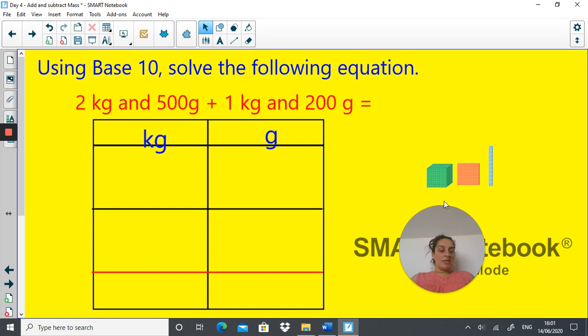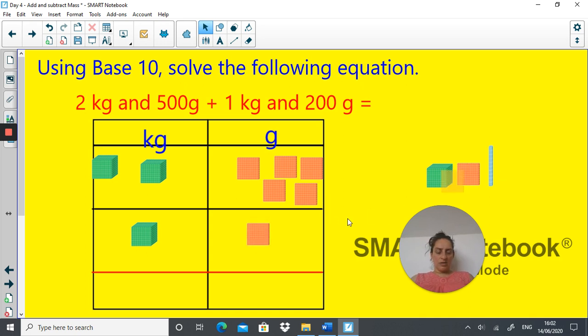So here we go, using our Deans then, let's solve. Using base 10, solve the following equation: 2 kilograms and 500 grams plus 1 kilogram and 200 grams. So 2 kilograms can go in the kilograms column, and 500 grams, which is these: 1, 2, 3, 4, 5. That's the first number. Add 1 kilogram and 200 grams.